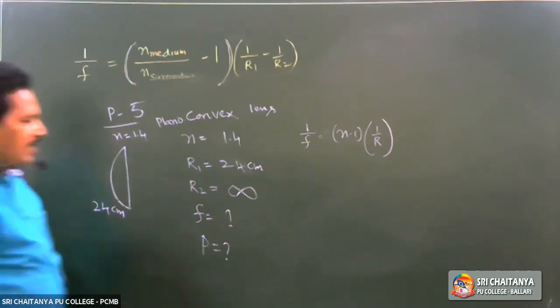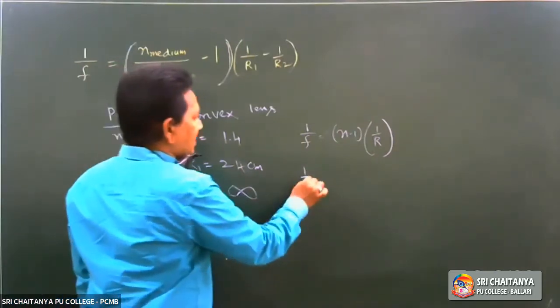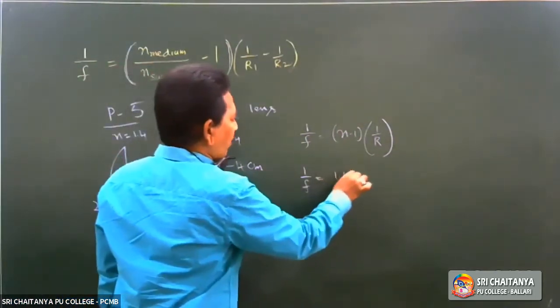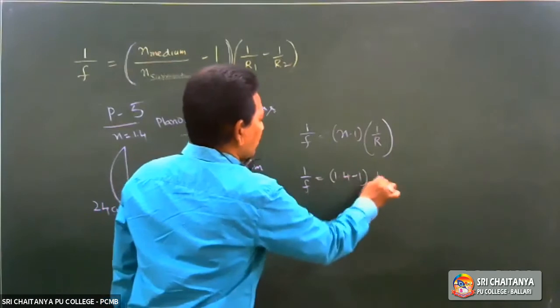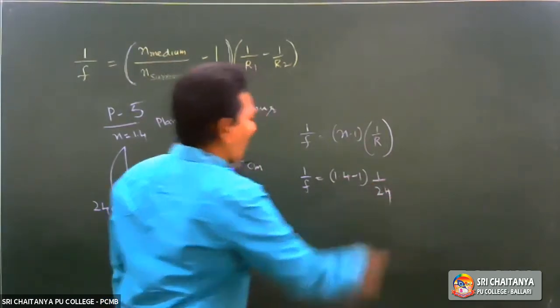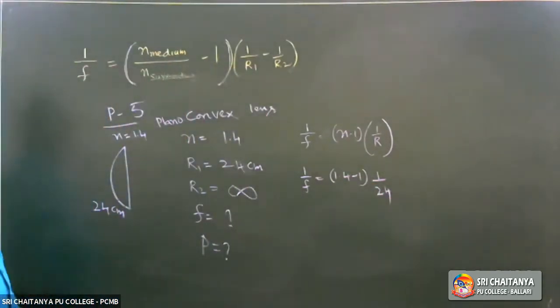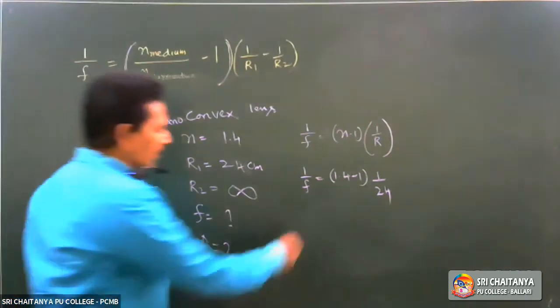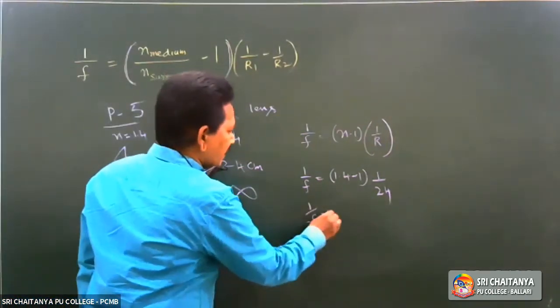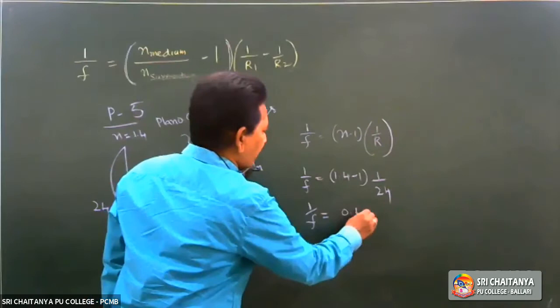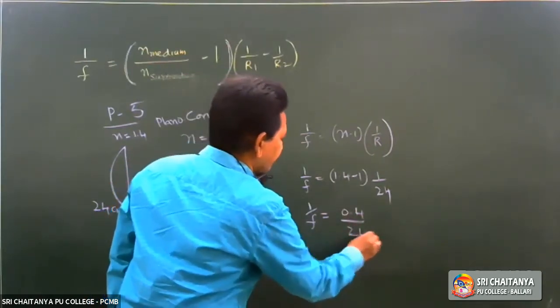Plano-convex lens. So 1 by F is equal to (1.4 minus 1) into 1 by 24. Refractive index 1.4 is given, into 1 by R. For a convex lens, focal length is positive. Therefore, 1 by F is equal to 0.4 by 24.